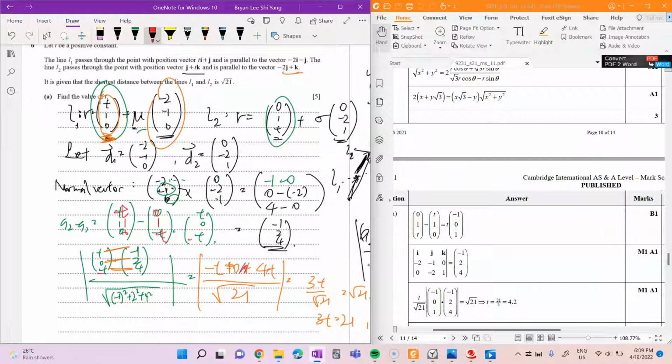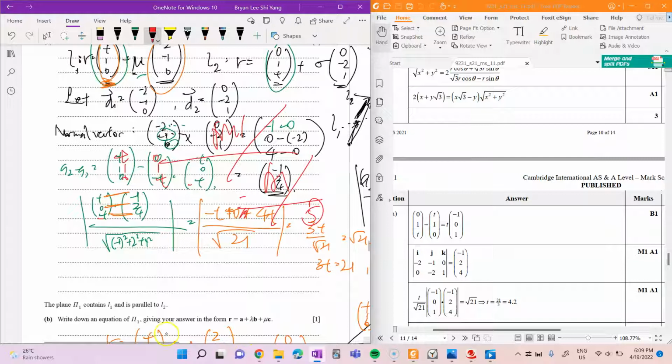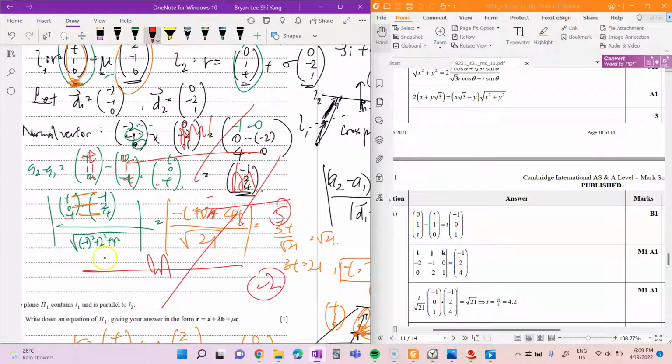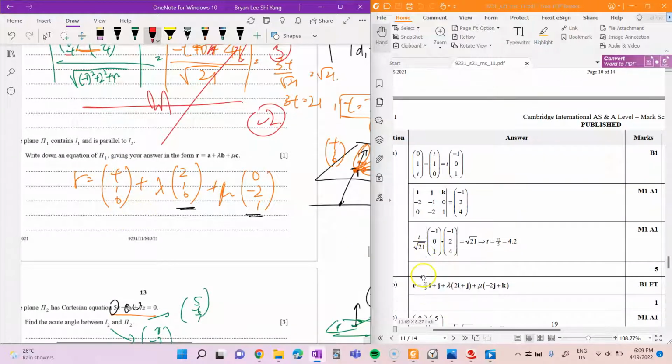So again, this leads to, you see all this, so not really good. We have negative 1 2 4, so this is an A1 over here, and then I use the cross product, so another M1. And then for the method mark, I award myself the method mark, but not the answer mark, so minus 2 in this case. Oh my god. And then this wasn't correct, so be more careful next time.